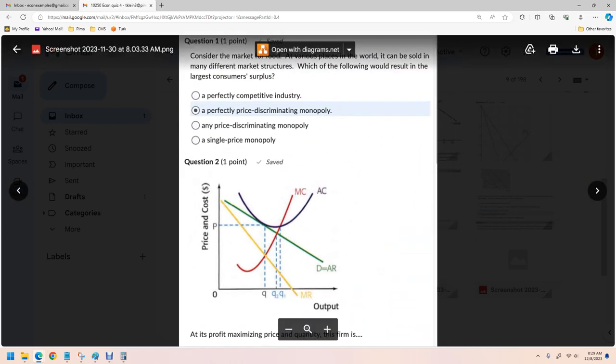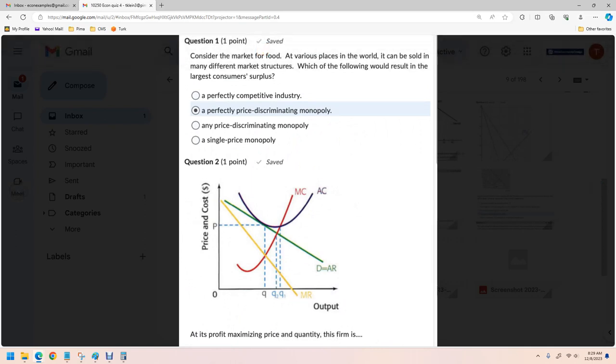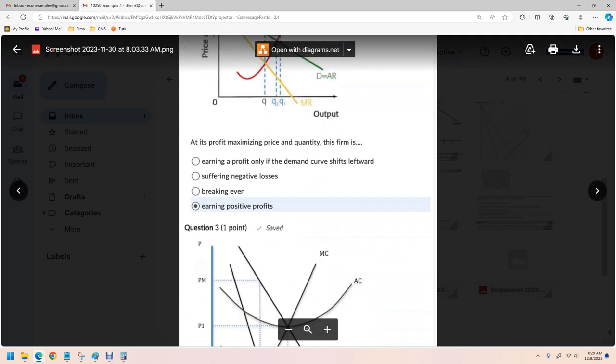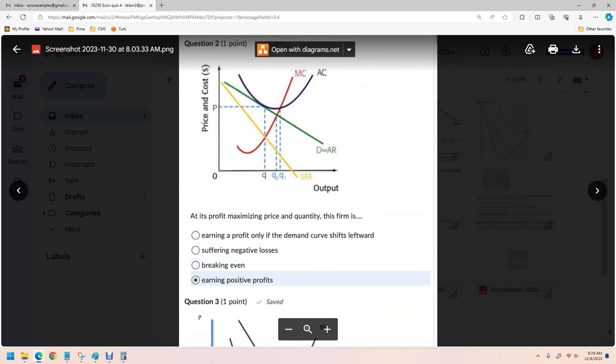Market for food. Largest consumer surplus? No, that's the smallest consumer surplus. If they perfectly price discriminate, everybody's going to pay exactly what they're willing to pay. So that would be perfect competition because they get the lowest price. Profit maximizing. This is breaking even, right? See, tangent right there.